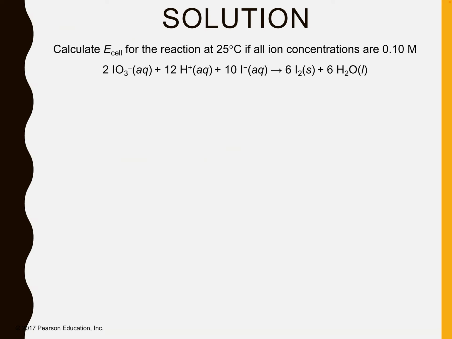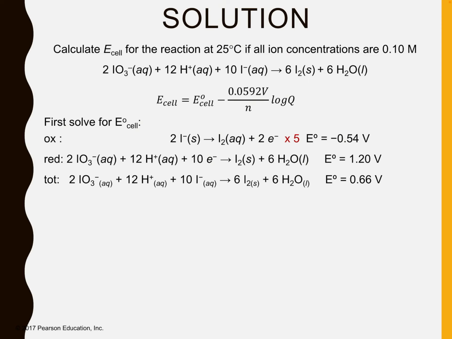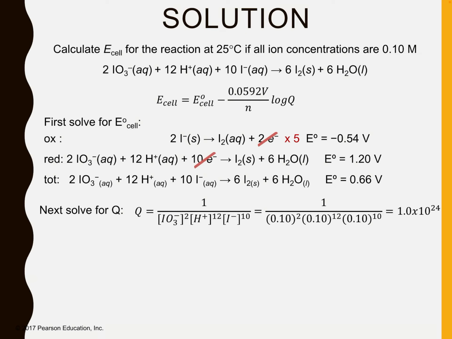All right, so here we are. First things first, like I said, always calculate E naught of the cell first. We've used this one a couple times already, so there you go. And then you need to solve for Q, right? So Q is always going to be our products over our reactants raised to the power of the coefficients.